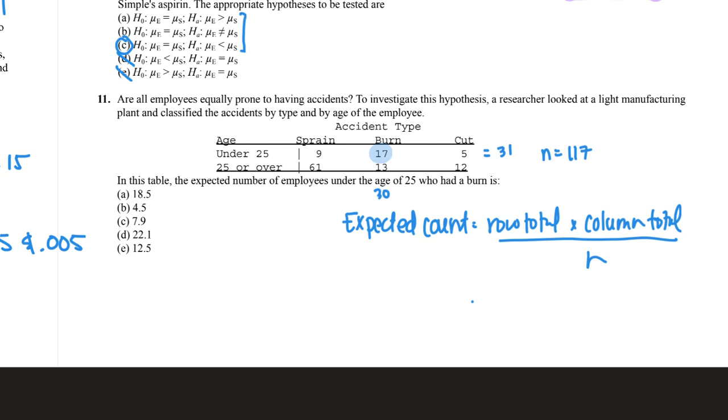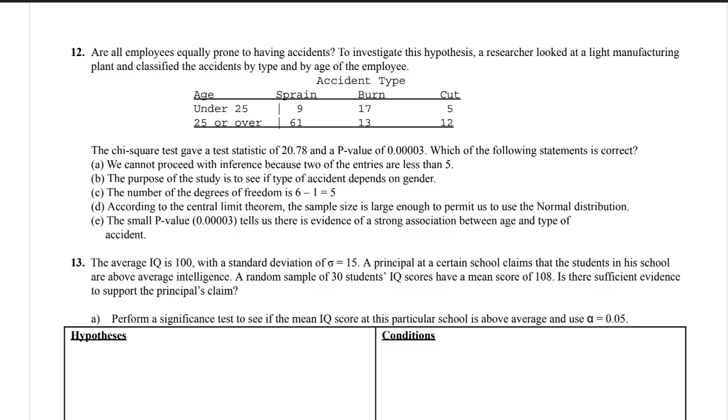So now to calculate our expected count, it's going to be 31 times 30 divided by 117. That's going to give me 7.9. So the expected count for employees under the age of 25 who had a burn is going to be C, 7.9.